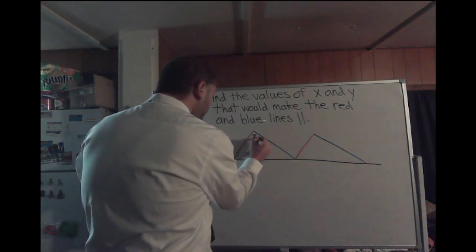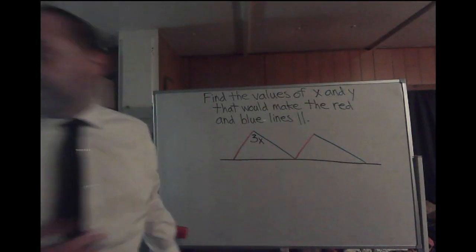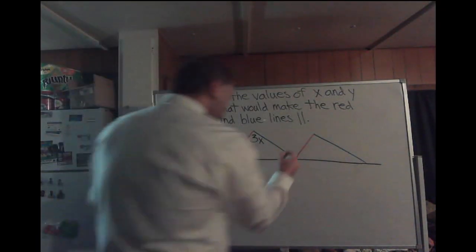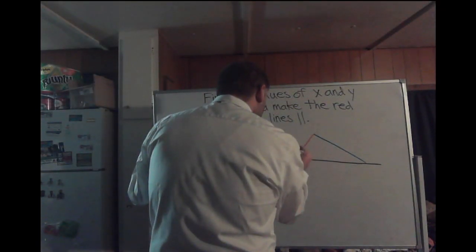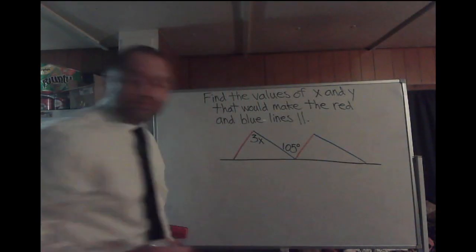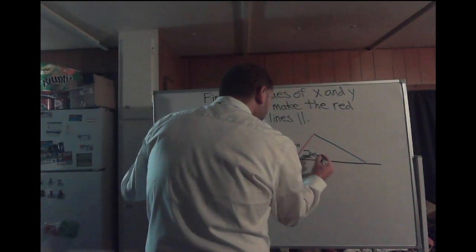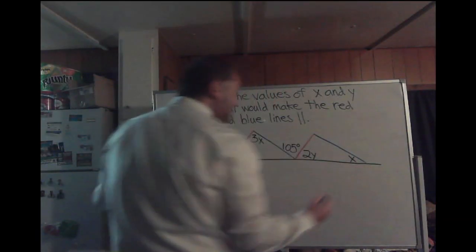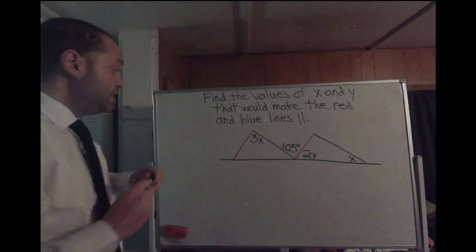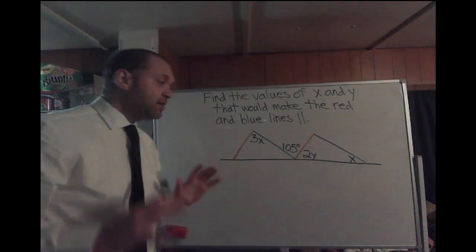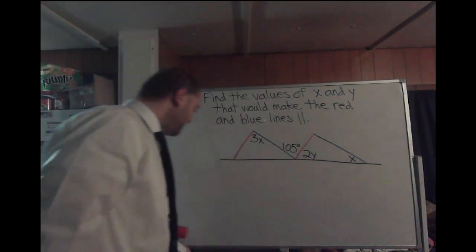This one would be 3x. This particular angle is, this one they give here is 105 degrees. This one they give here is 2y. This one they give here is x. Okay. Well, looking at that, how in the heck are we going to solve this for x and y?